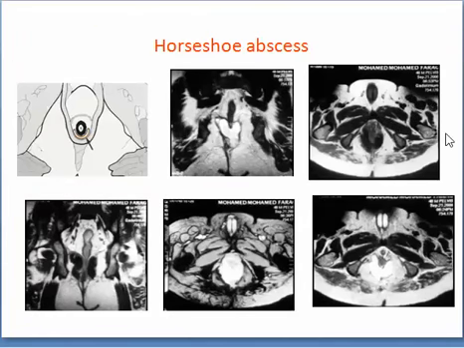Then we are left with the horseshoe abscess, and in horseshoe abscess we'll find it crossing the middle line. Anything crossing the middle line is an example of horseshoe abscess.